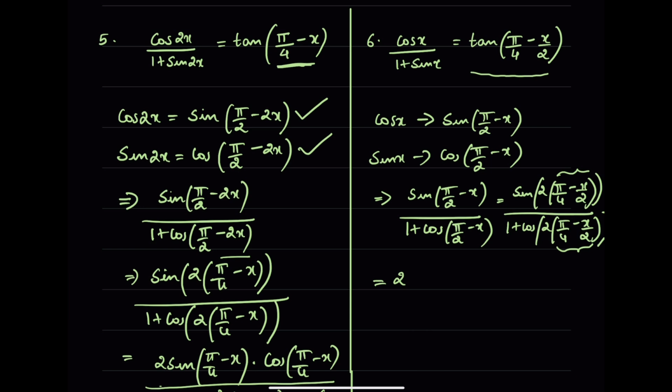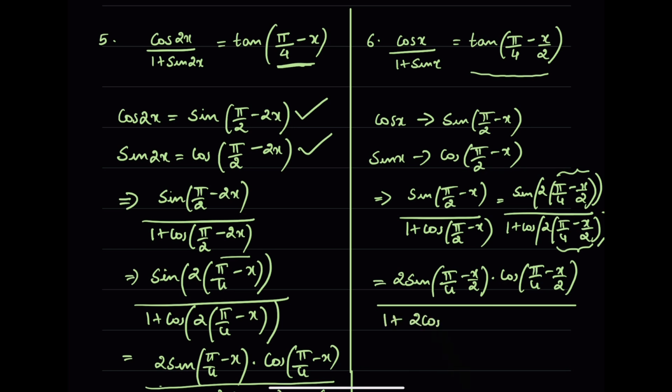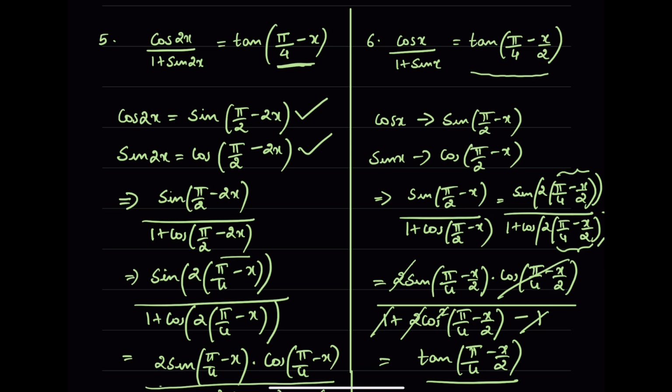So this will change to 2 times sine of pi by 4 minus x by 2 times cos of pi by 4 minus x by 2. This whole thing divided by 1 plus 2 cos square pi by 4 minus x by 2 minus 1. So the 1 and minus 1 would get cancelled. Then in the denominator, let's quickly solve this. We can actually cancel 2 and 1 of the cos. So this will change to tan of pi by 4 minus x by 2. So this is how we can solve the sixth question.